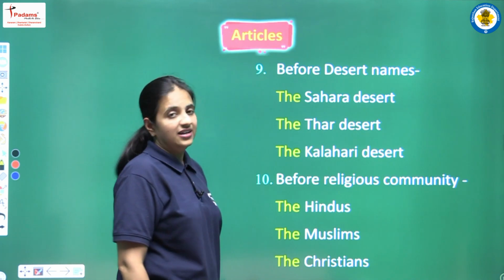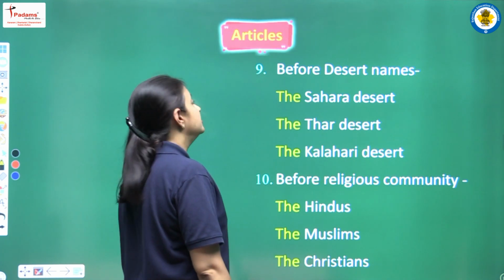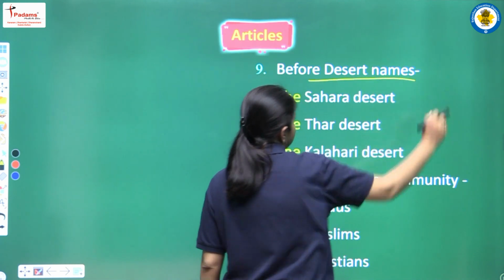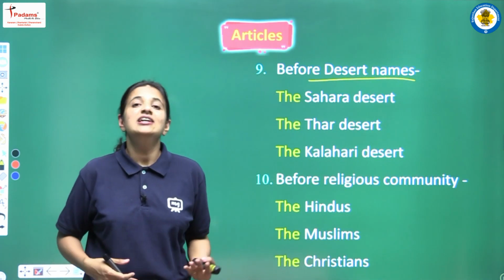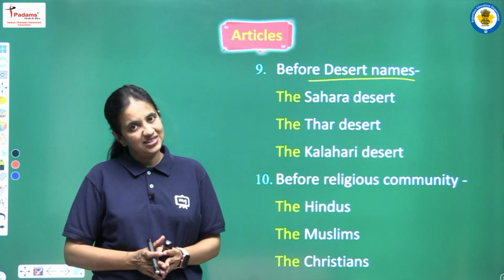Moving on, next use. So we are having another use of the. According to this point, the is used before desert names. So all the deserts, before that also we have to use the as an article.